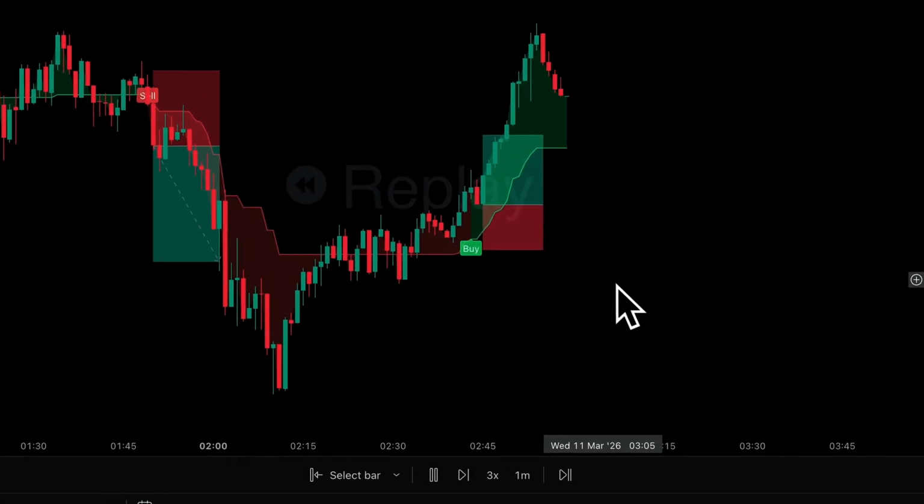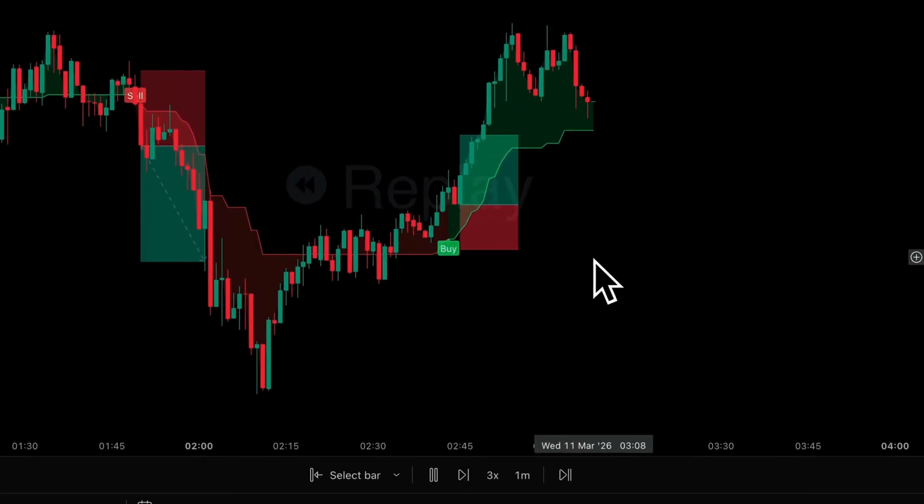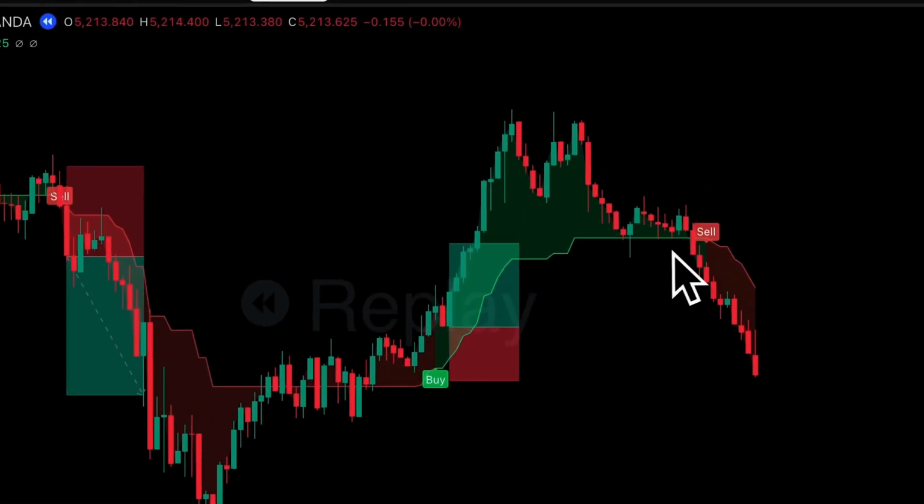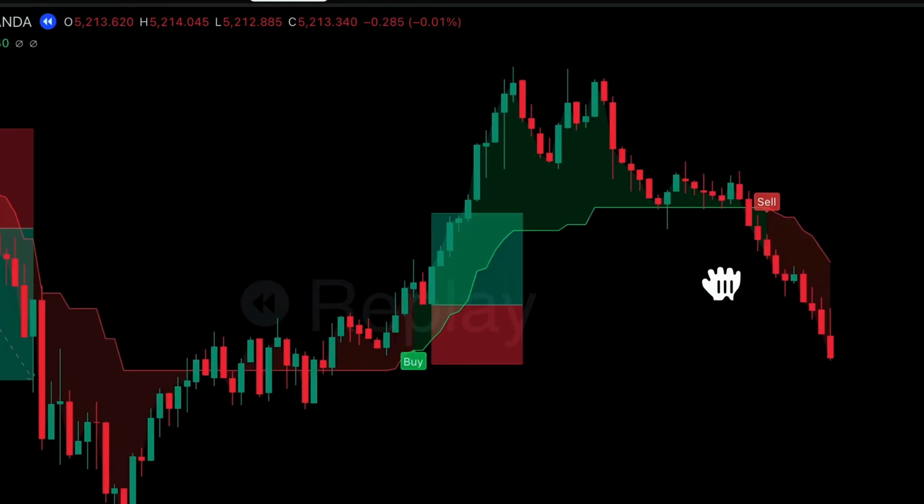Let's let the market run and wait for the next trade. We stay patient, as always. That's a skill you need to develop. You see the market giving you a fourth trade here, this time a short trade.